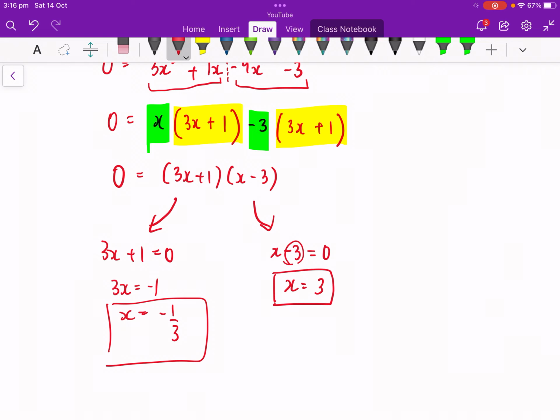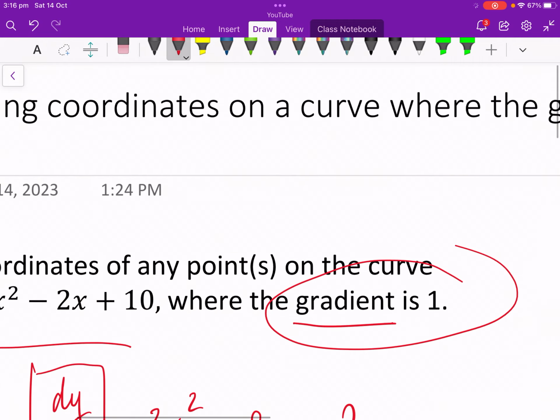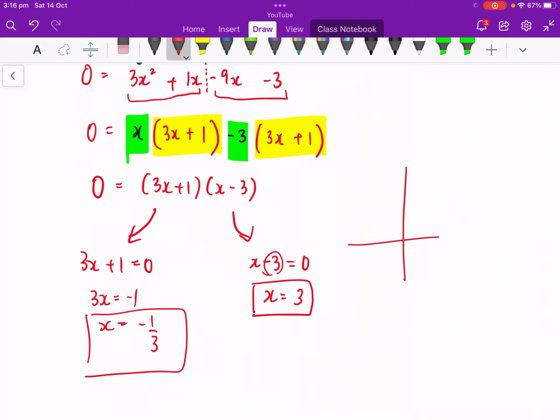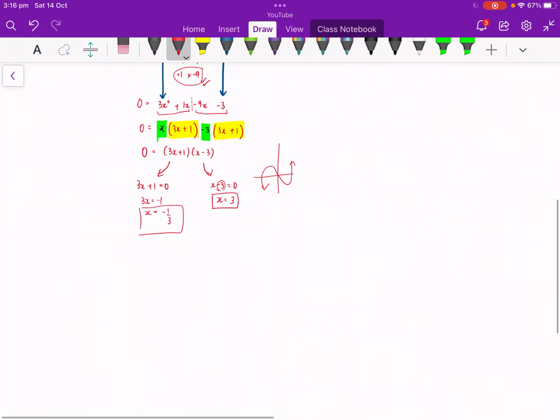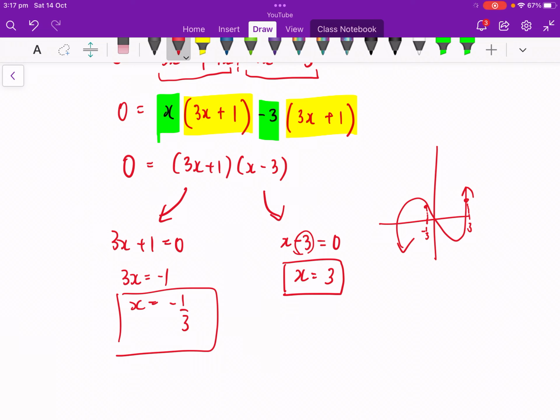So that means if the gradient was 3, so if I drew my curve, just to give you context back to the original question, let's say, what's my original question? It is a cubic. Okay, so let's say we had a cubic function, I don't know, like this. Let's say it means that it will have a gradient of 1 at these points, so at -1/3 and at 3, these points hypothetically would have the gradient of 1. Okay, but we actually need to find the y coordinate of it.